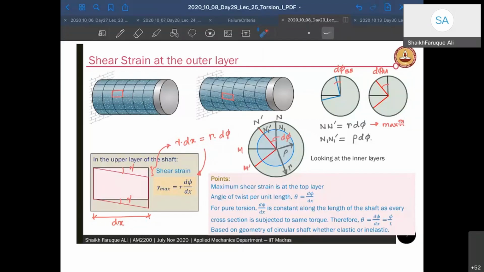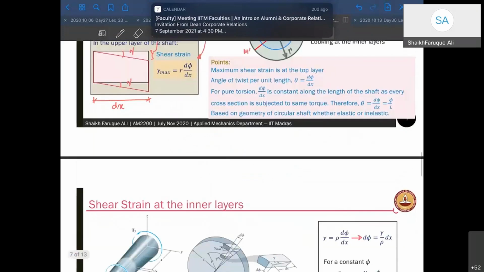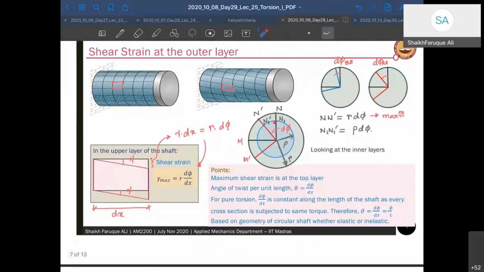Now what about shear strain in the inner layers? Because inner layers will not have the same deformation or the same shift as the outer layer, right? If this is your outer layer which has deformed by N dash, the inner layer will have lesser deformation, right? Lesser shift. This is the higher shift, this is a lesser shift, and the shift will be 0 at the center point, because the center point is not undergoing any twist. It remains in the same position because of the symmetry.